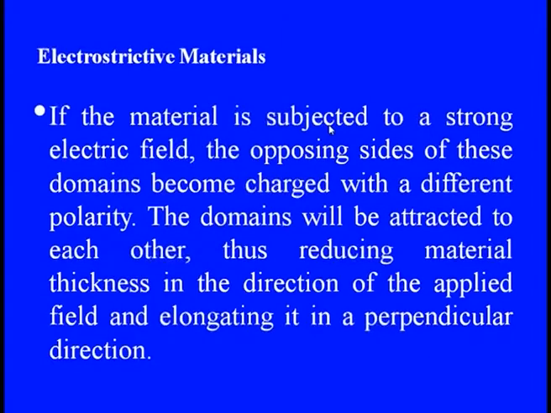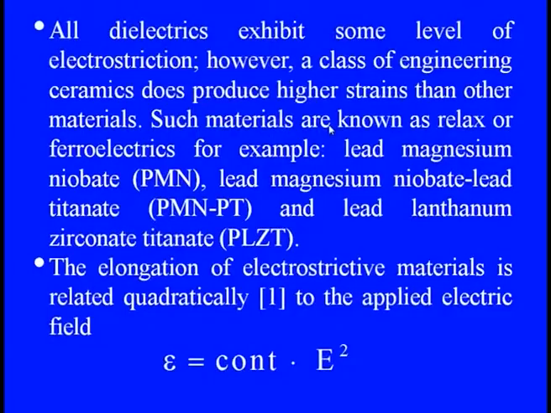So the domains are attracted by each other, which reduces the thickness of the material in the direction of the applied field, because we are elongating the domains in the particular direction where the field is applied, and there is a clear extension. But when they are randomly oriented, their thickness is quite increased. When they are aligned with the applied strong electric field, the elements become approximately parallel to each other.